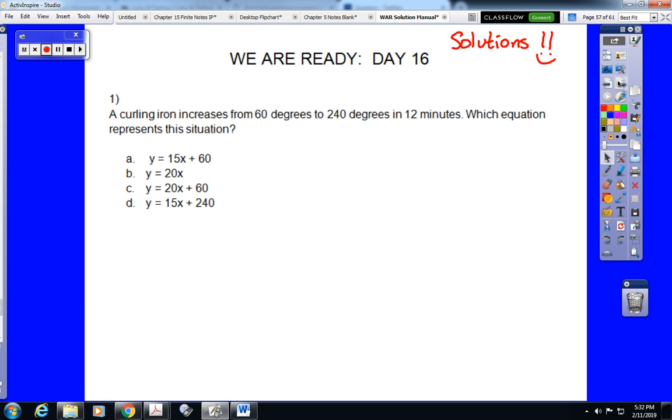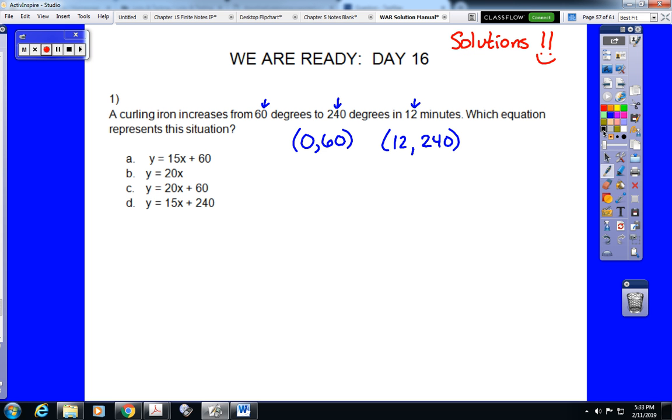So, this is a multiple choice question. It says a curling iron increases from 60 degrees to 240 degrees in 12 minutes. Which equation represents this situation? This is a relatively easy question because it's based on the 2 points given in the problem. You might be thinking 2 points, but there's only 3 numbers. Well, that's because it gave us an initial value at time 0. The curling iron is 60 degrees, and after 12 minutes, it is 240 degrees.